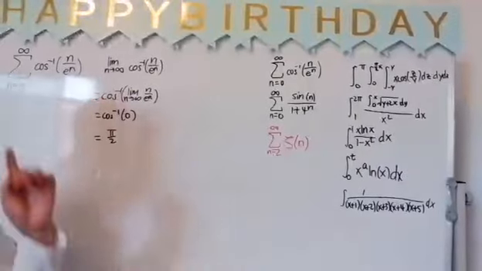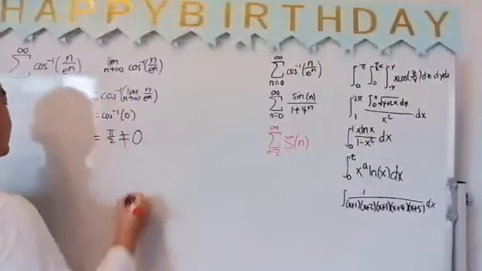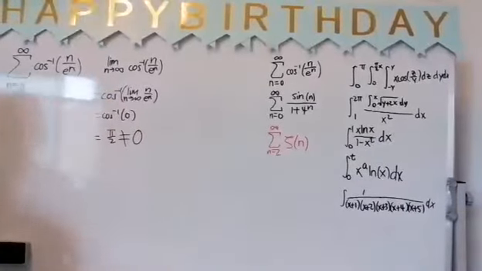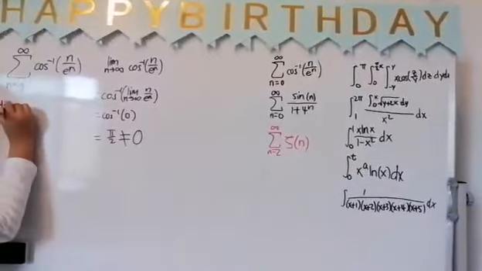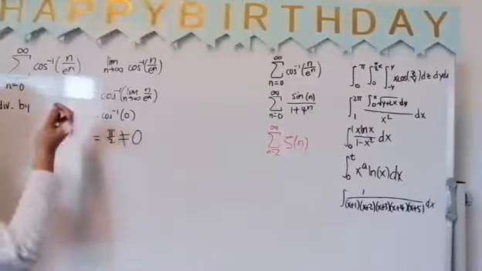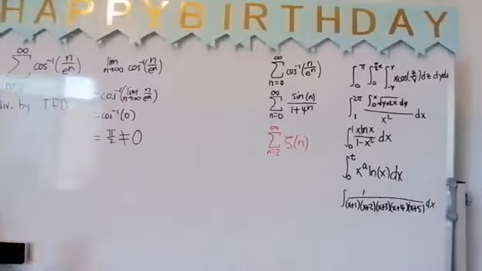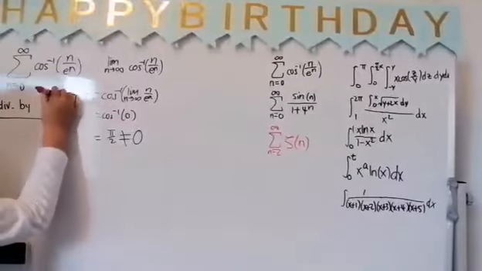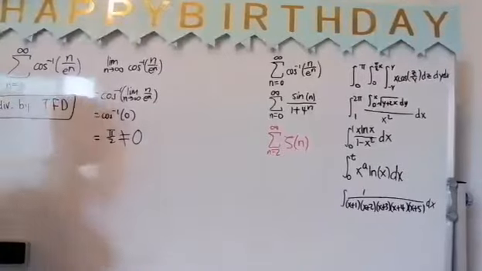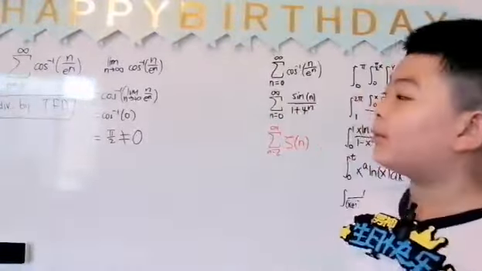But the important thing is, this is not equal to 0, meaning that this is divergent by the test for divergence. And think back to the test for divergence. What does that even mean?